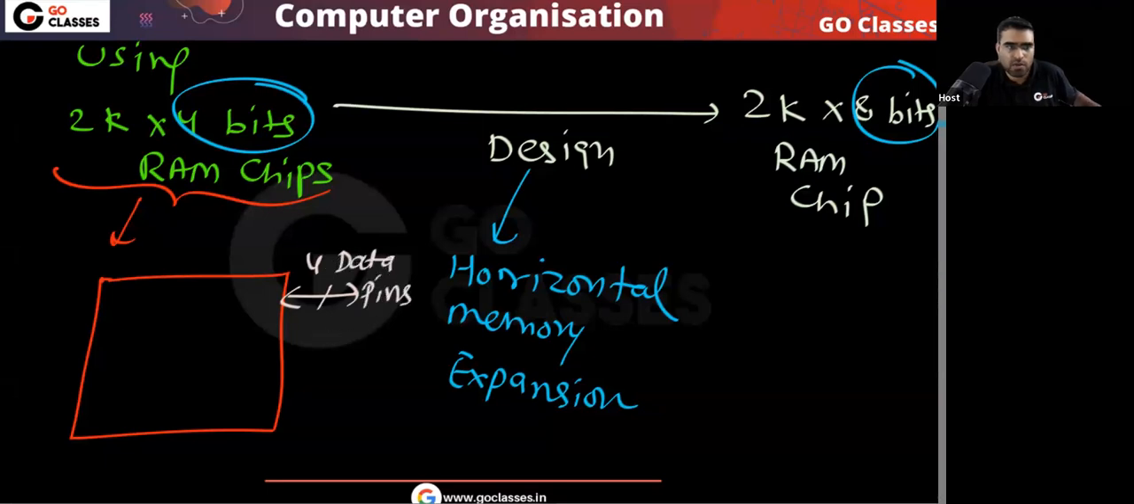What are those 4 data pins? Let's call them D3 to D0. So these are the data pins.